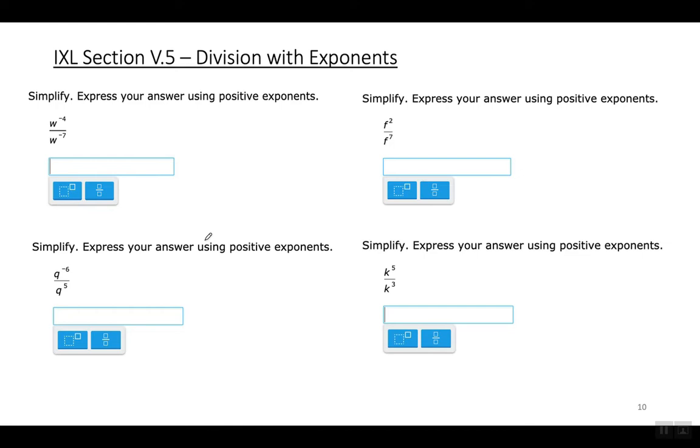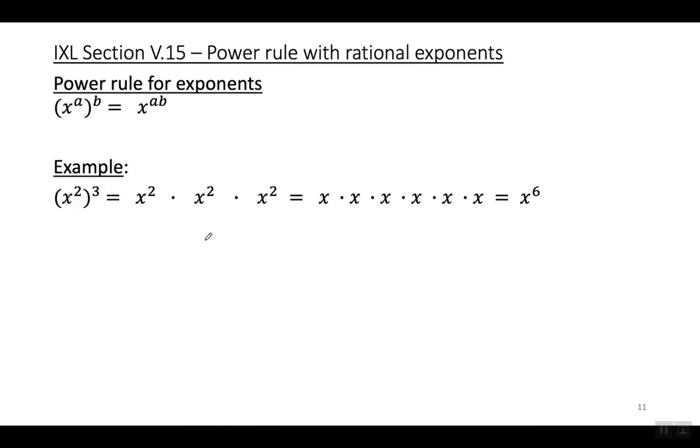Moving on. Okay, last rule for exponents. It's called the power rule. Basically, when you have an exponent raised to the power of another exponent, you multiply the exponents. All right, so here's my problem, and here's my answer.